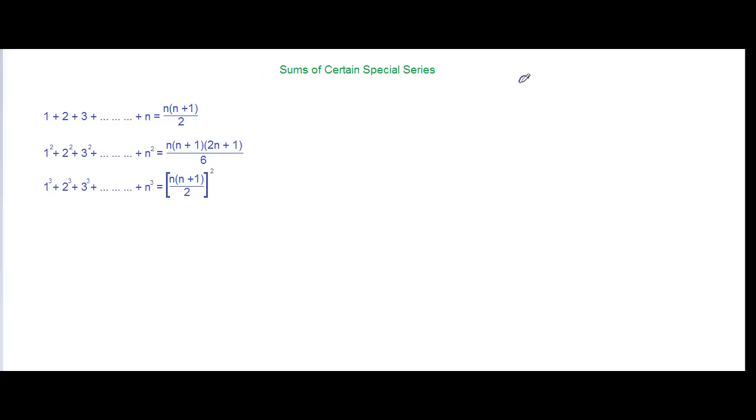It comes from the sum of n terms of an AP, which is equal to n by 2 times first term plus last term. So here first term is 1 and last term is n. So sum of the n terms is equal to n by 2 into 1 plus n. This is a well known formula, and we remember the formula in this form. Two more formulae are there.